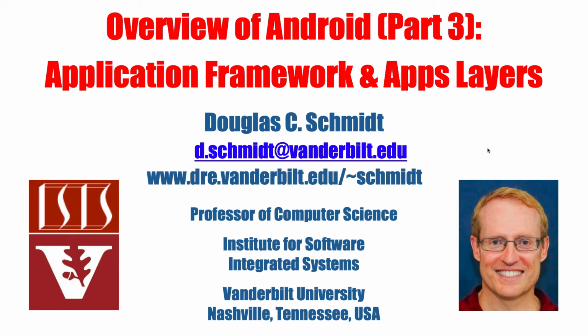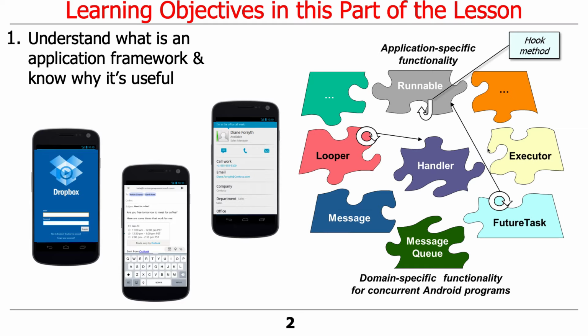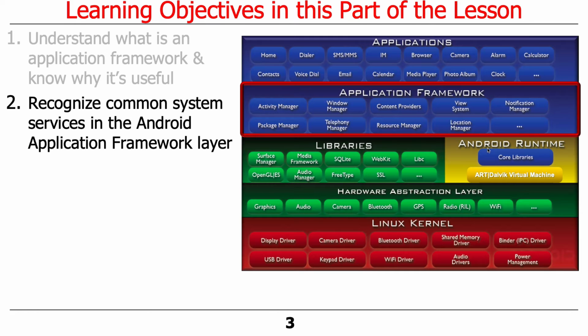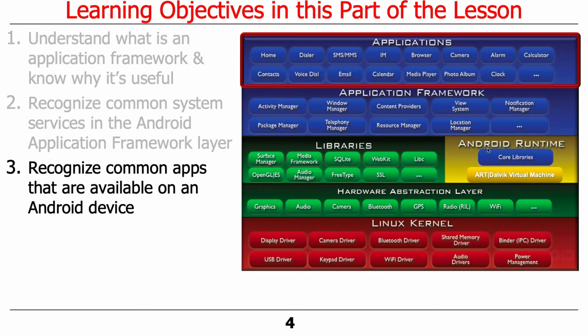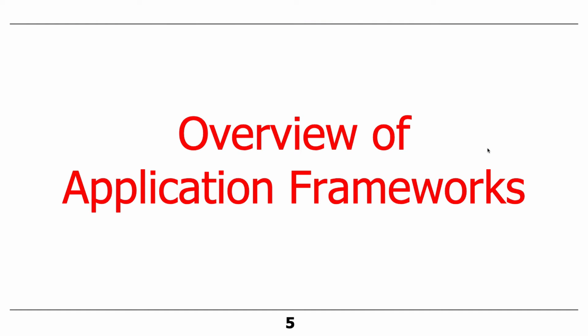So what we're going to focus on now are the application framework and apps layers of Android, or application layers of Android. First, I'll give you a quick summary of what an application framework is and try to motivate quickly why they're useful. Then we'll also talk about some of the common system services that Android provides in its application framework layer. And I'll also, just for fun, summarize some of the common apps. You undoubtedly know all these things. Even if you're not an Android user, you probably are familiar with these kinds of different capabilities.